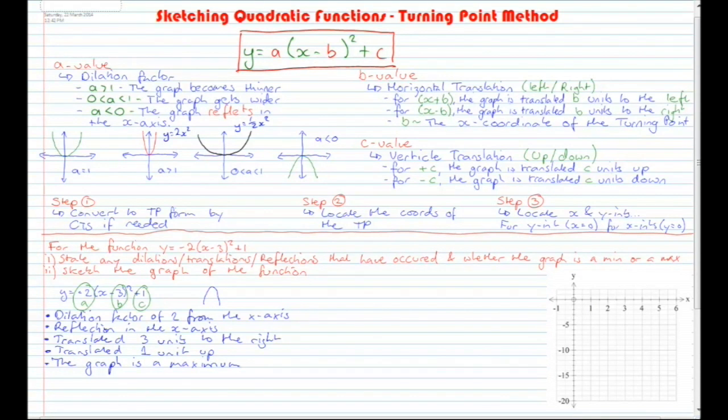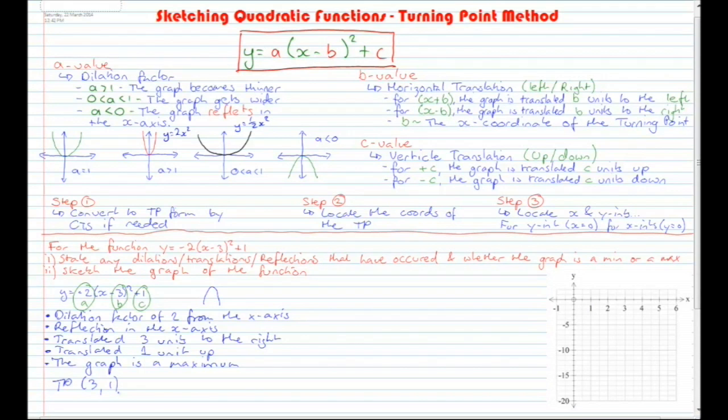Okay, so the next question says sketch the graph of the function. So what we need to do is go through and follow these 3 steps up here. Step 1 saying convert into turning point form if needed. Well, it's already in turning point form, so we don't need to do that. Step 2, locate the coordinates of the turning point. Alright, well let's go through and do that. Our turning point is going to be at the point 3, 1, because it's the opposite of the b value, so it says negative 3, so you get 3, 1.